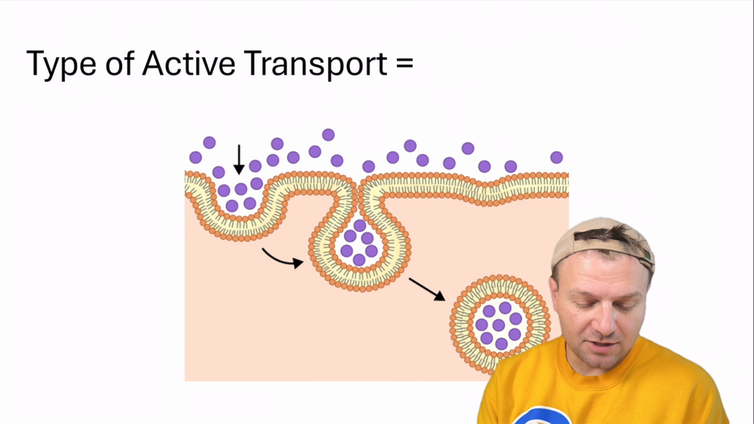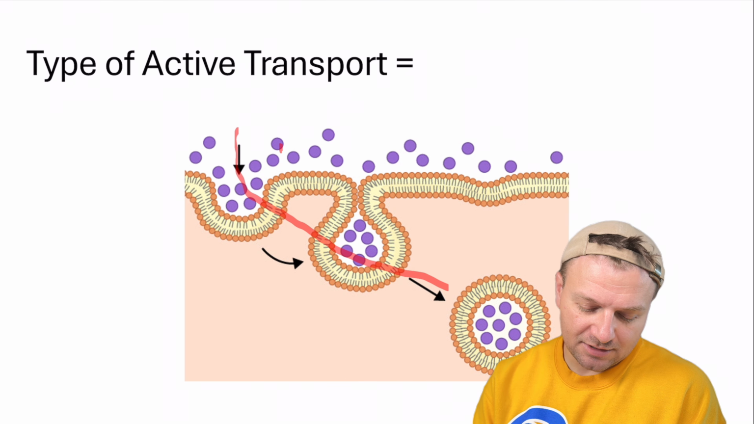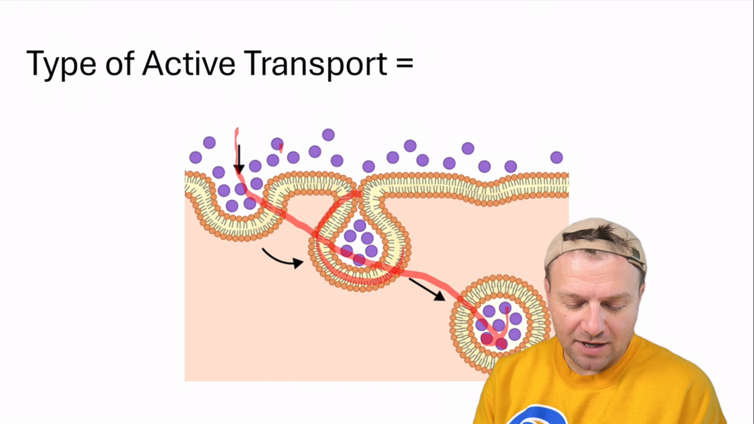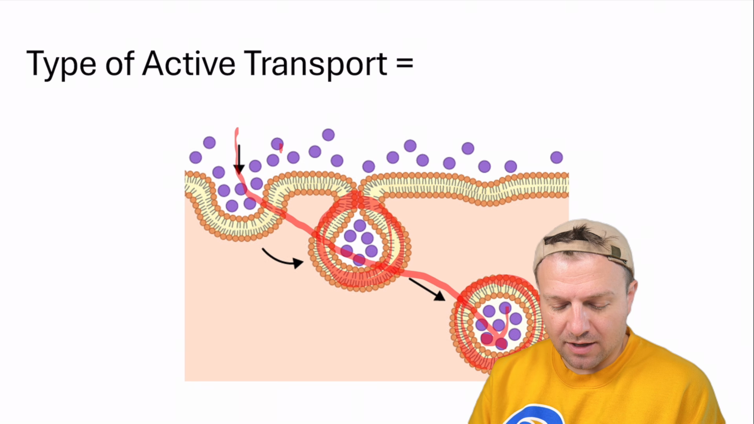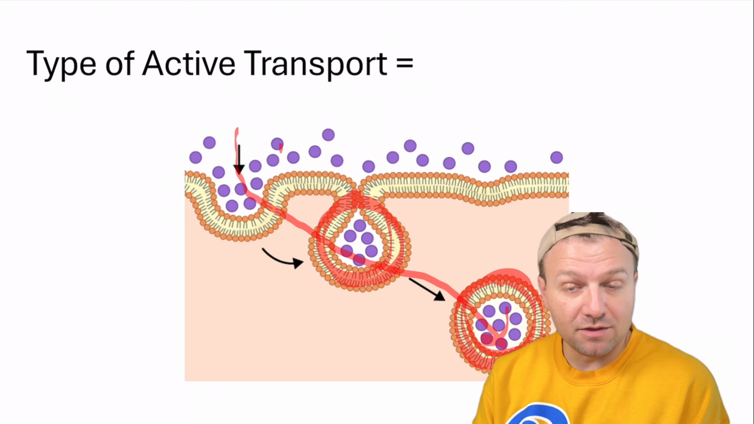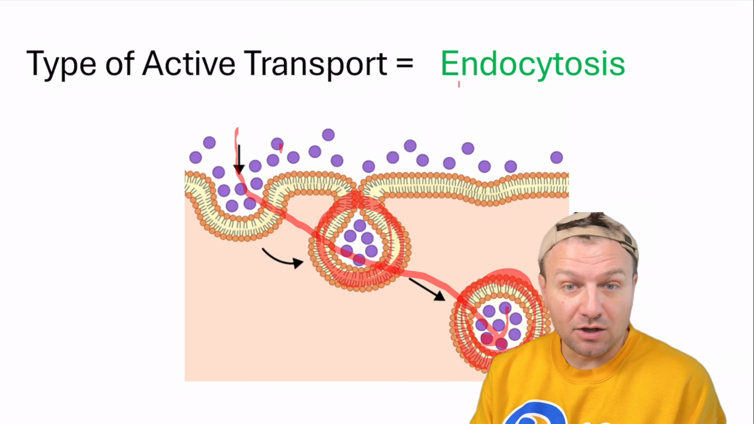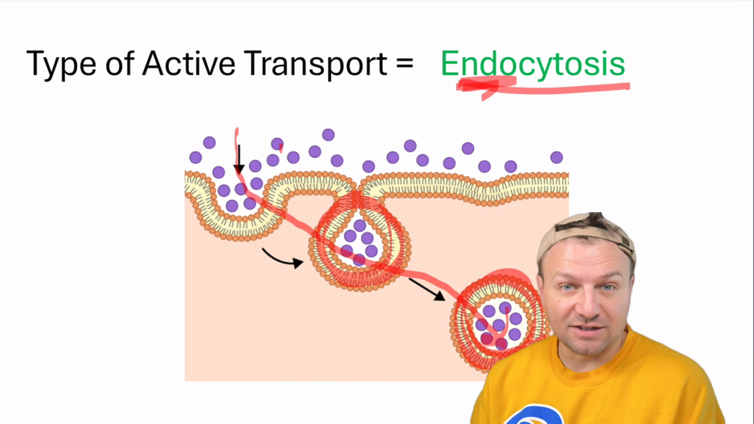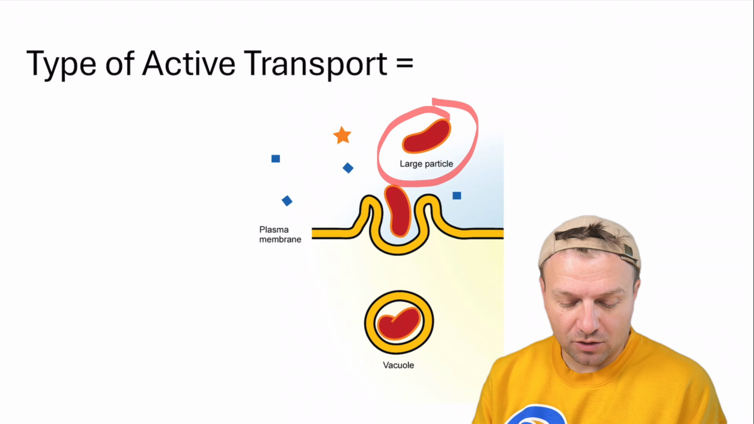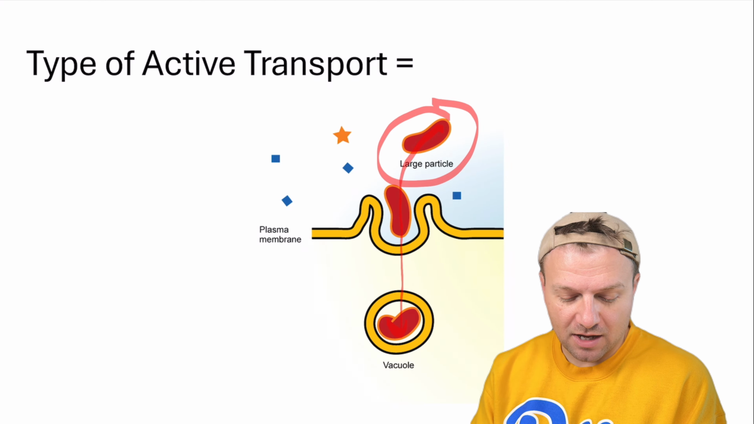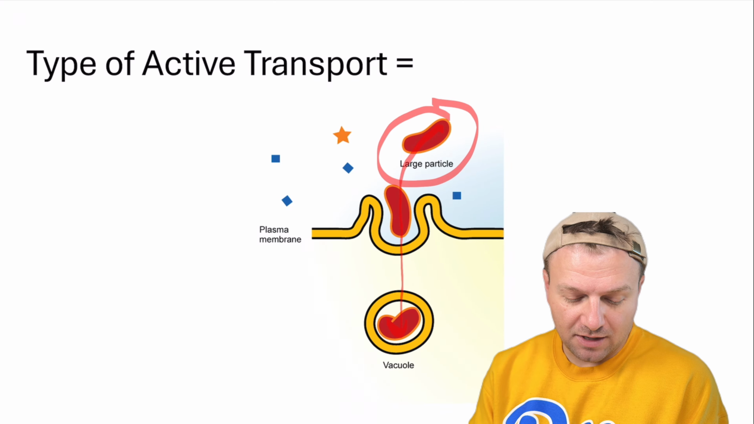Here's our next one. You can see these molecules being taken into the cell by having a vesicle form, and this is when the plasma membrane wraps itself around the molecule. This is endocytosis. Think endo meaning into. Here again, we have this large particle. It's moving its way into the cell, and we can see that the plasma membrane has formed a vesicle around it. This is another form of endocytosis.